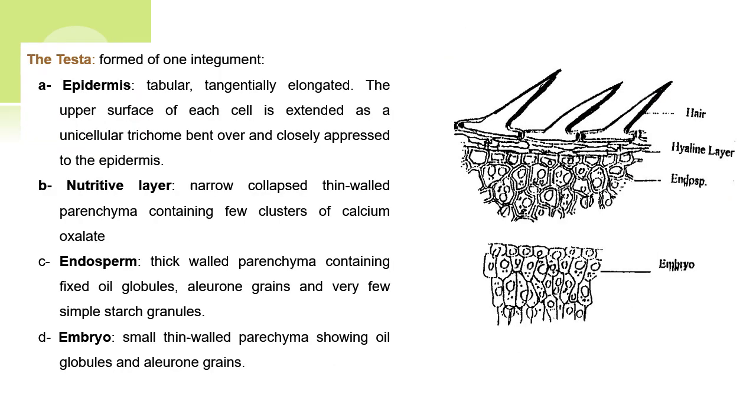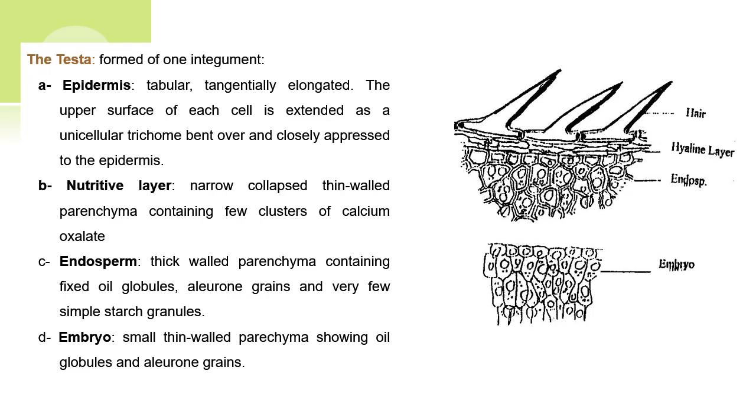Microscopically, the seed coat is composed of epidermis and nutritive layer. The epidermis is formed of tabular cells, tangentially elongated. Cells are extended into unicellular non-glandular hairs. The hairs lie closely adpressed to the epidermis, and they are all directed in one direction to the narrow end of the seed. There is one rib at the side of the hair. This rib is lignified.